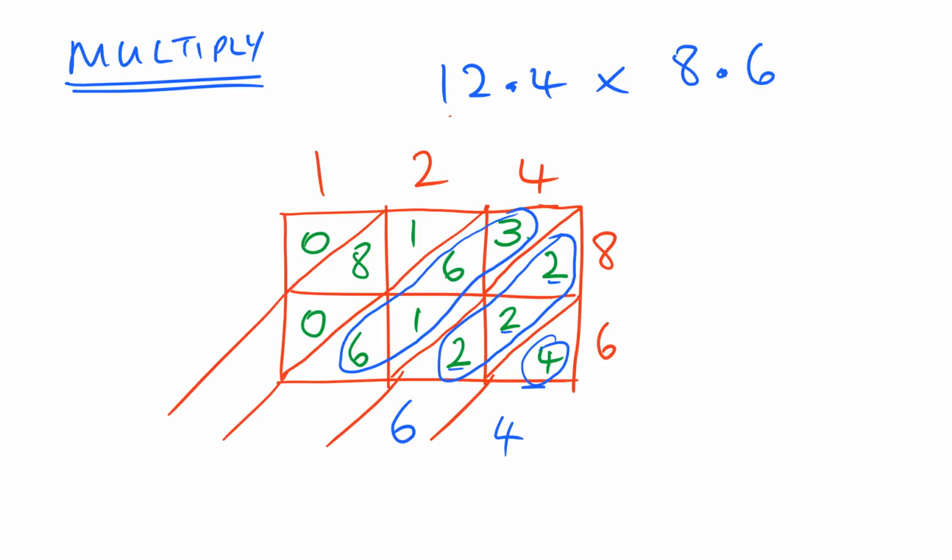Well, 3 plus 6 is 9, plus 1 is 10, plus 6 is 16. So we've got 16. What do we do with 16? You write the 6 here and you carry forward the 1. Okay, now we look at the next diagonal, which is these numbers added together.